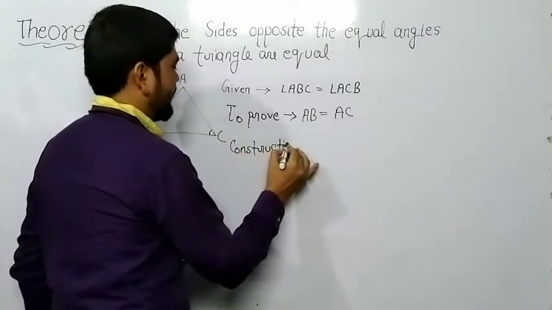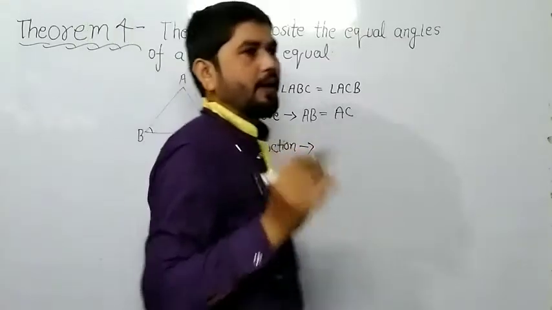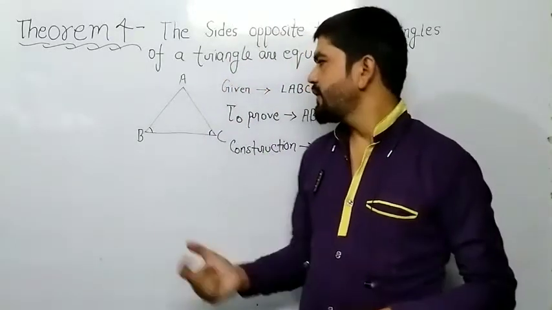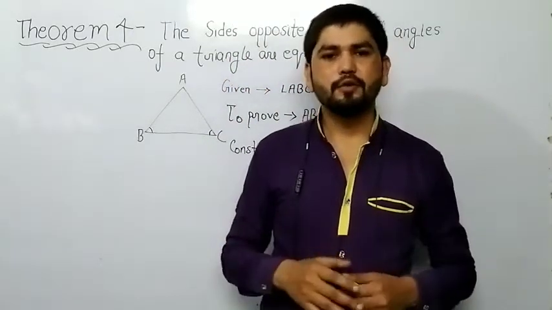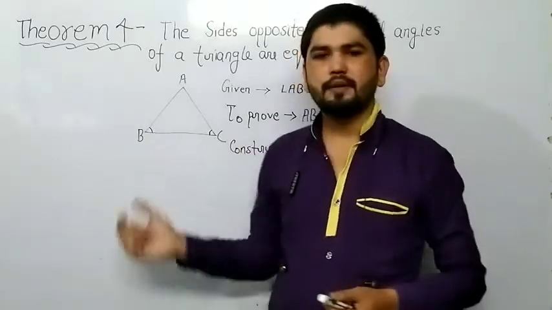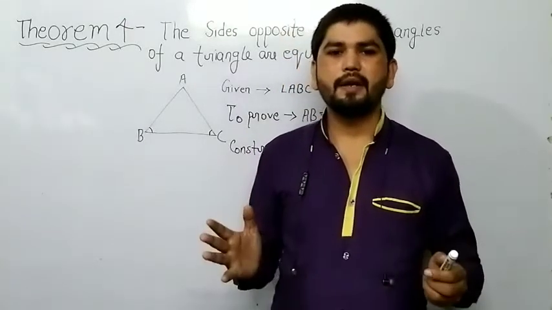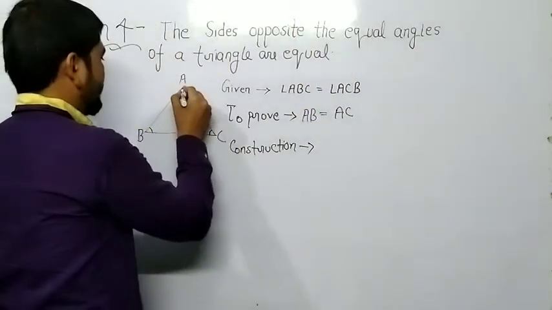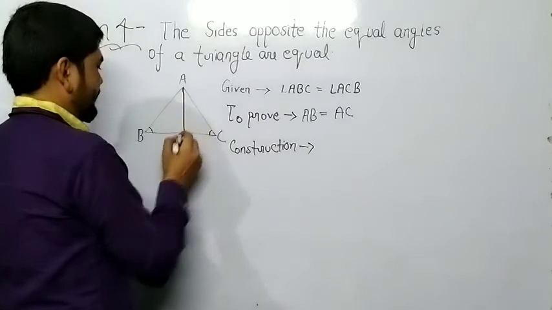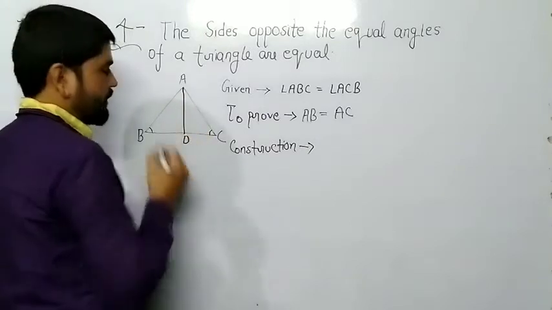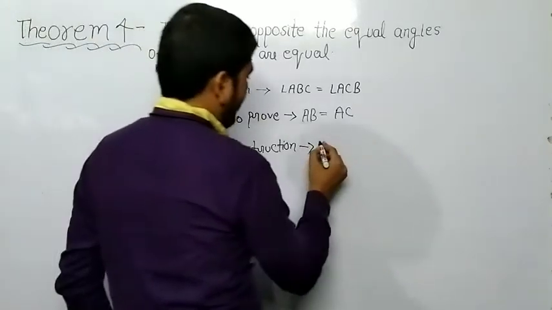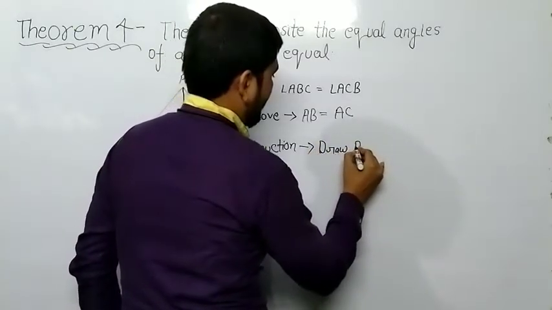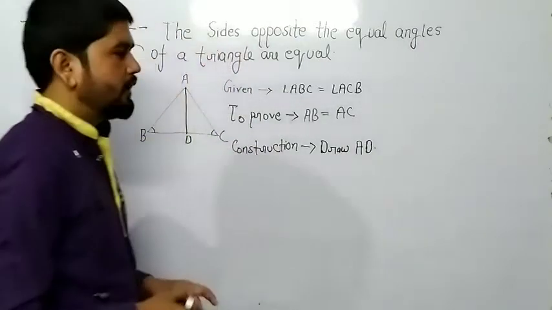Why is construction required? Because congruency we can apply when two triangles are there, but we have only one triangle. So to divide this one triangle into two triangles, we require construction. Okay, so we'll draw a perpendicular from A to BC. It is the point D. Okay guys, draw AD. Simply we'll write here, draw AD.